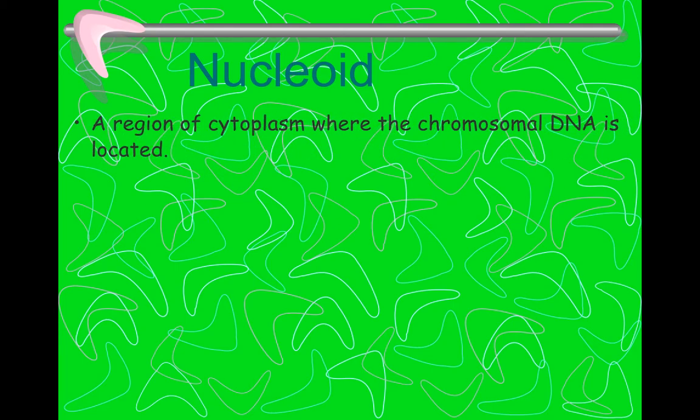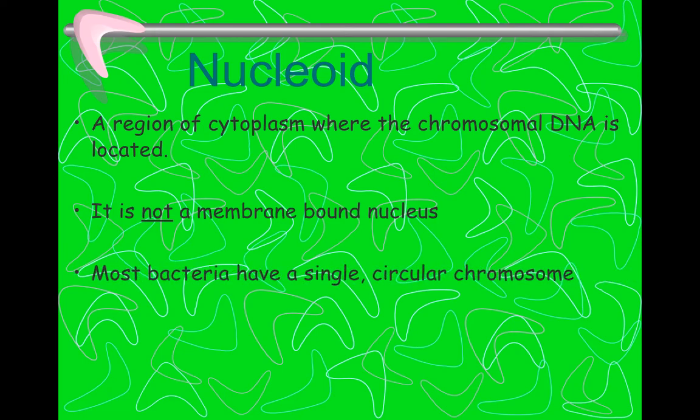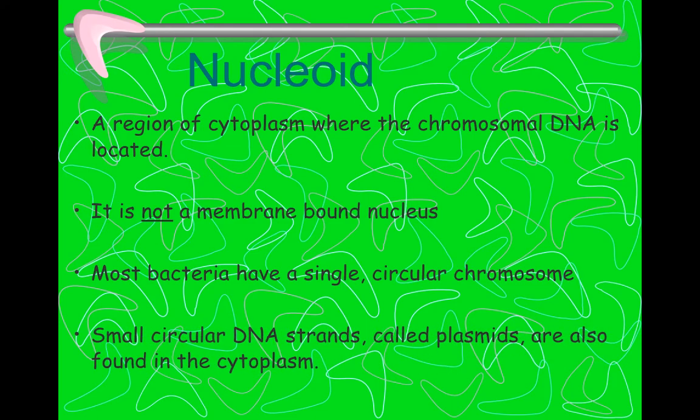Right, nucleoid, it's a region of the cytoplasm where the chromosomal DNA is located. It is not a membrane-bound nucleus, so that's a big difference between prokaryotes and eukaryotes, is this nucleoid. Most bacteria have a single circular chromosome. Small circular DNA strands called plasmids are also found in the cytoplasm.